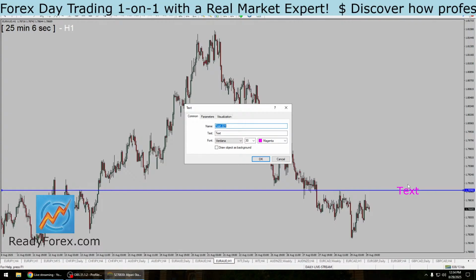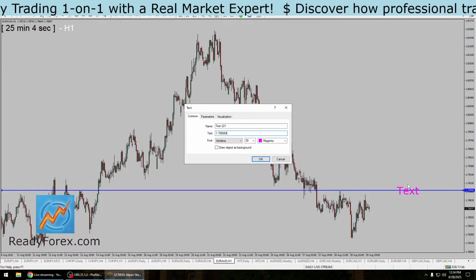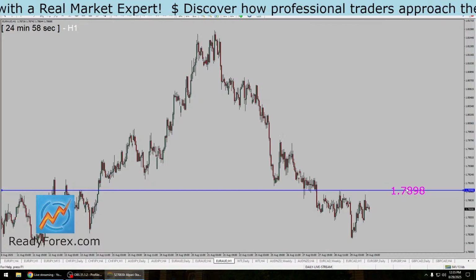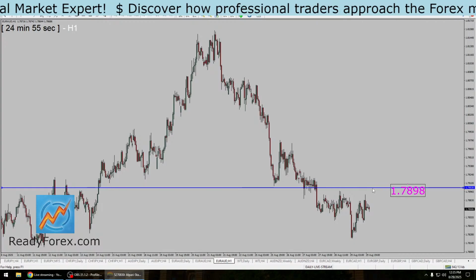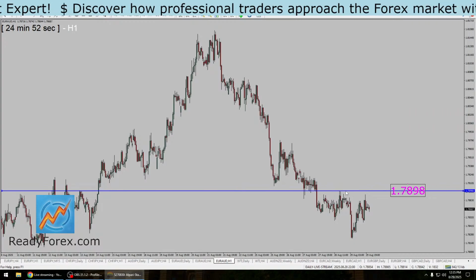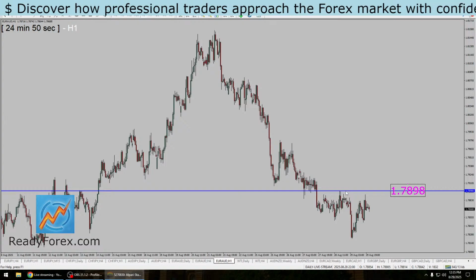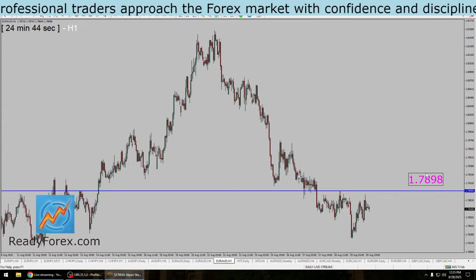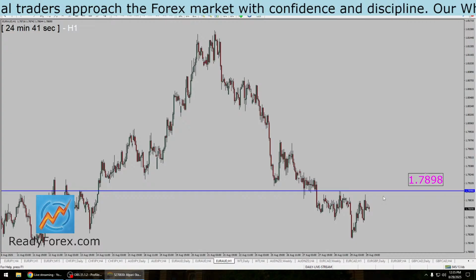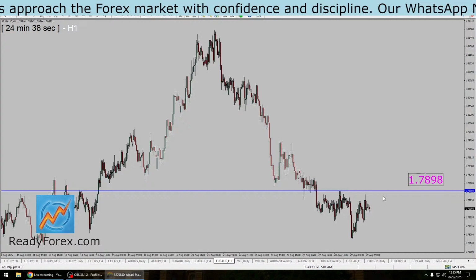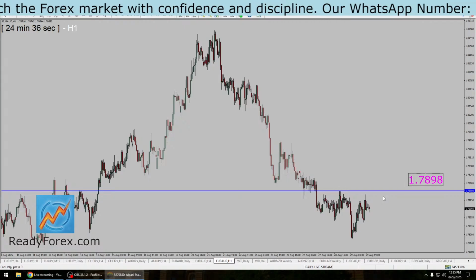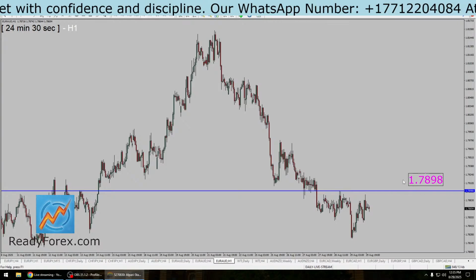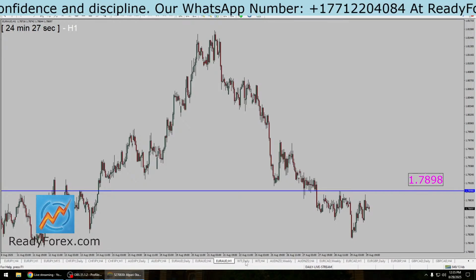So 1.7898, this is the level. 1.7898, this is the price level, and as long as price action is staying below this area, it could go down even further. However, we need a bullish breakout first. So if we get a bullish breakout above 1.7898 level, then we could look for potential buy trade setups. Use your own day trading strategies to look for a potential buy trade over here after this bullish breakout. If you do not have a day trading strategy, check out my website.